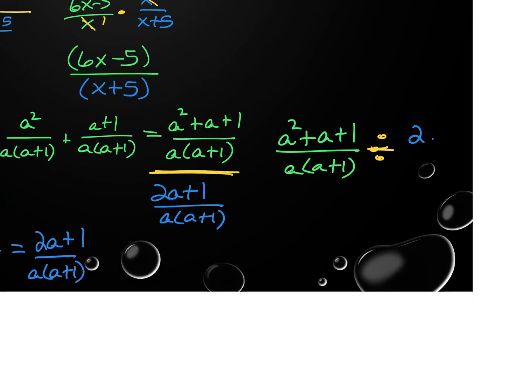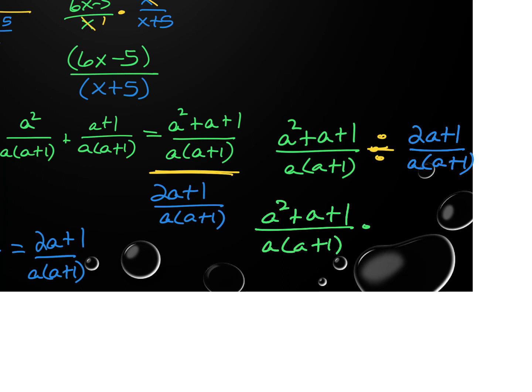And then 2a plus 1 over a times a plus 1. Now, if you're okay with just jumping right to the multiplication and realizing you just have to flip the bottom, you can do that. So if you wanted to skip that division step and just show this step, as long as you're good with recognizing it, I'm okay with that. A plus 1 to a plus 1.